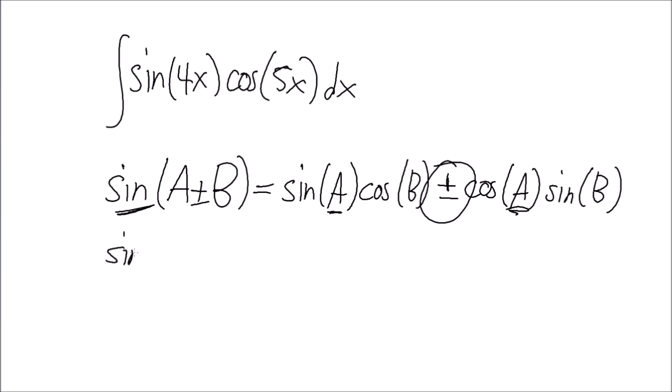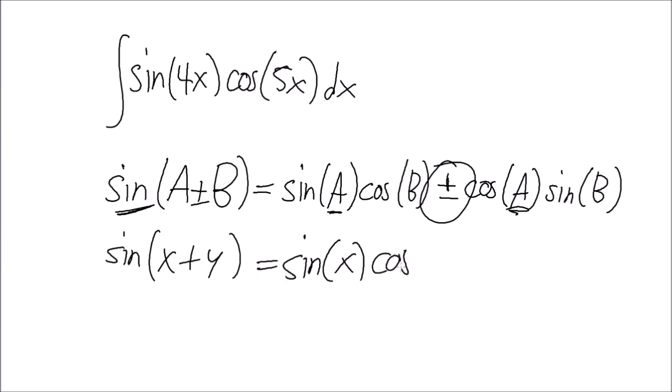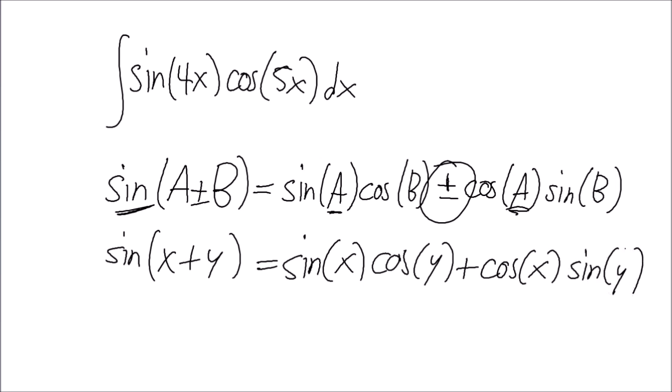So what this means is if I had something like sine of x plus y, then it would be sine, cosine, cosine, sine. And this is just to alternate x and y, right? And if this was minus, then this would be minus. Okay, so again, for sine, it's sine, cosine, cosine, sine. If we're dealing with sine, we start with sine.